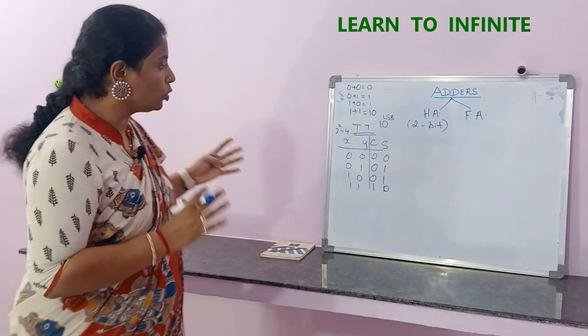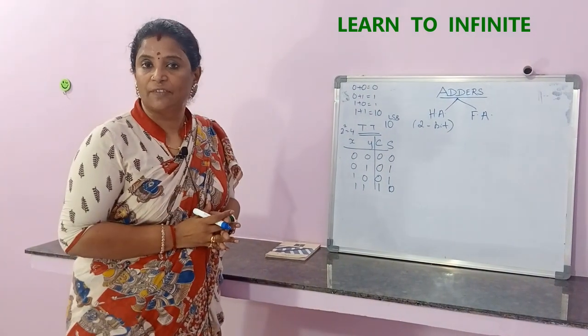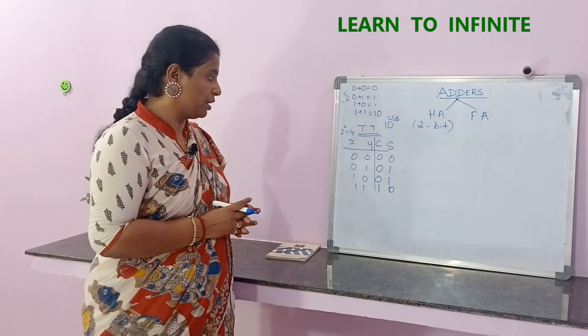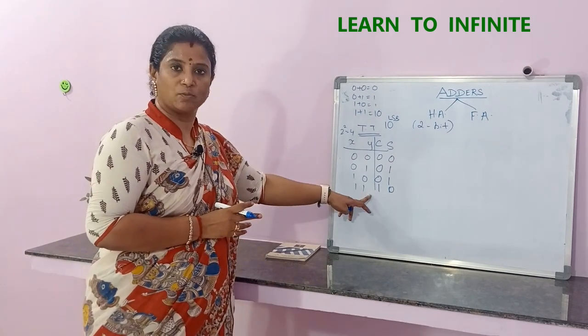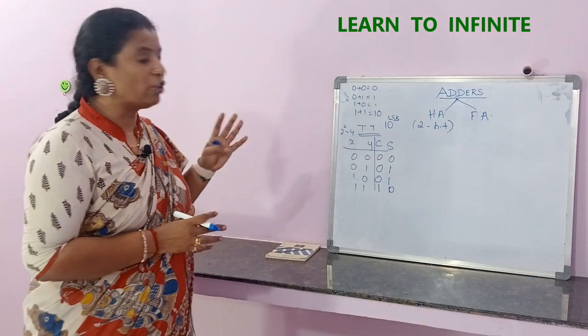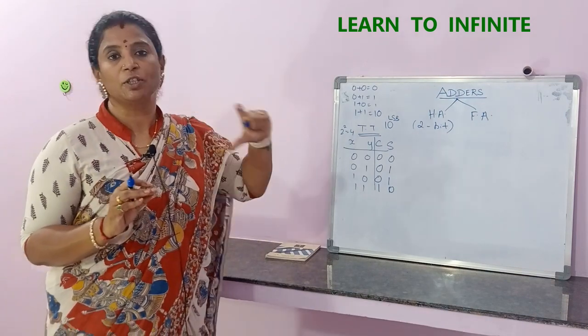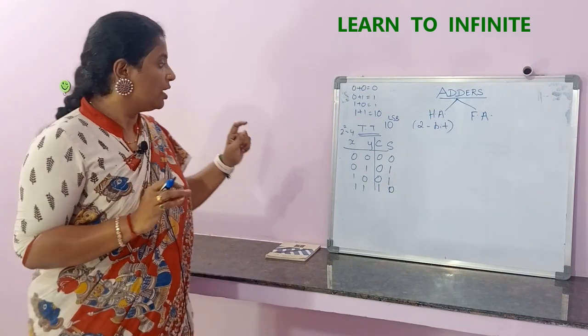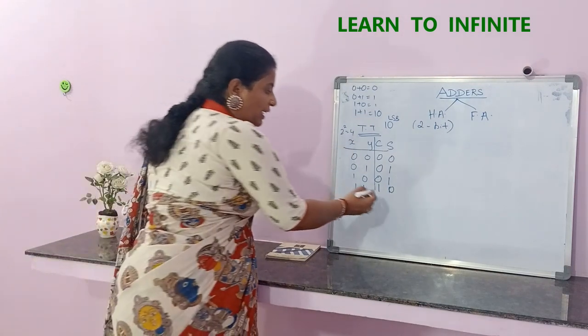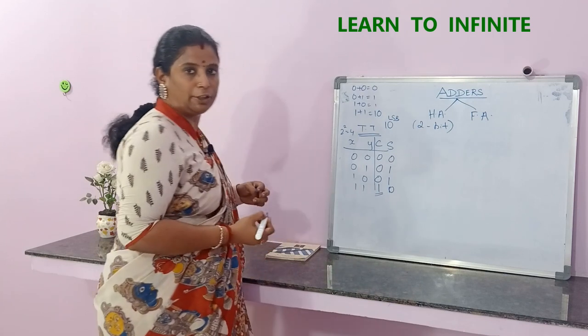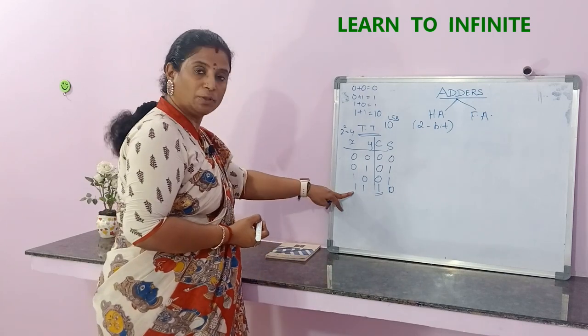So we will see how to derive the characteristic equation for your sum and carry. First we will move on to carry, it is the easiest one. When you have to take the output which is equivalent to 1, that particular inputs alone should be concentrated. When you are taking your carry, only in the last row your output is equivalent to 1. So what are the inputs for that one?